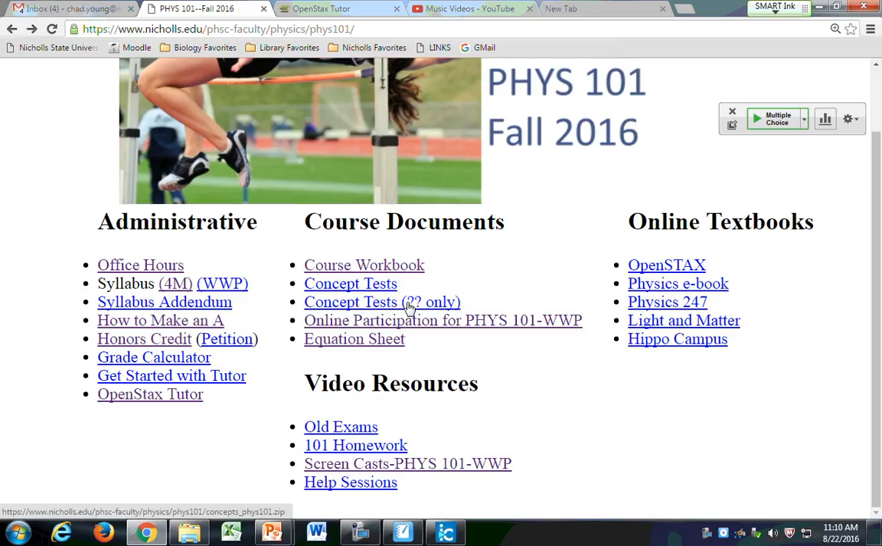OpenStax is a non-profit group. They're funded by the Bill and Melinda Gates Foundation. They provide open source textbooks, free textbooks for college students. They're good textbooks. They're just as good or better than anything you'll pay $200 for back in the bookstore.